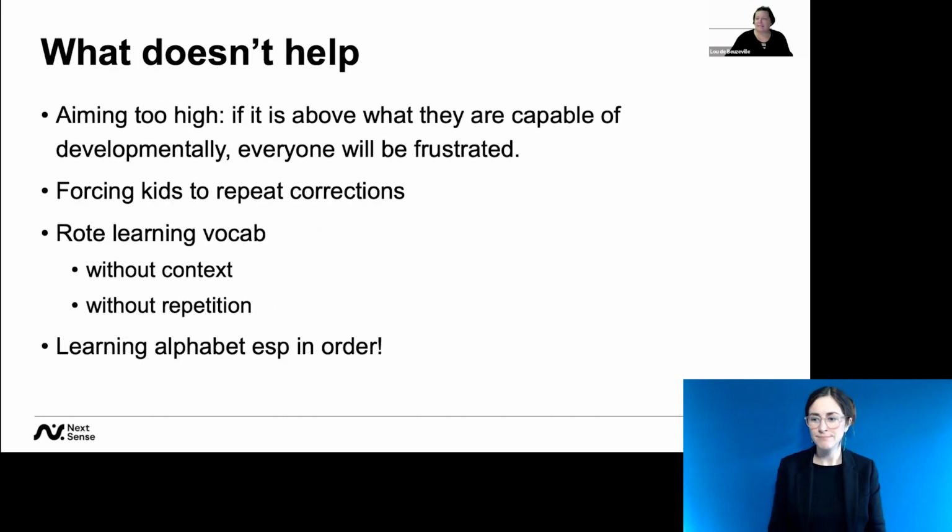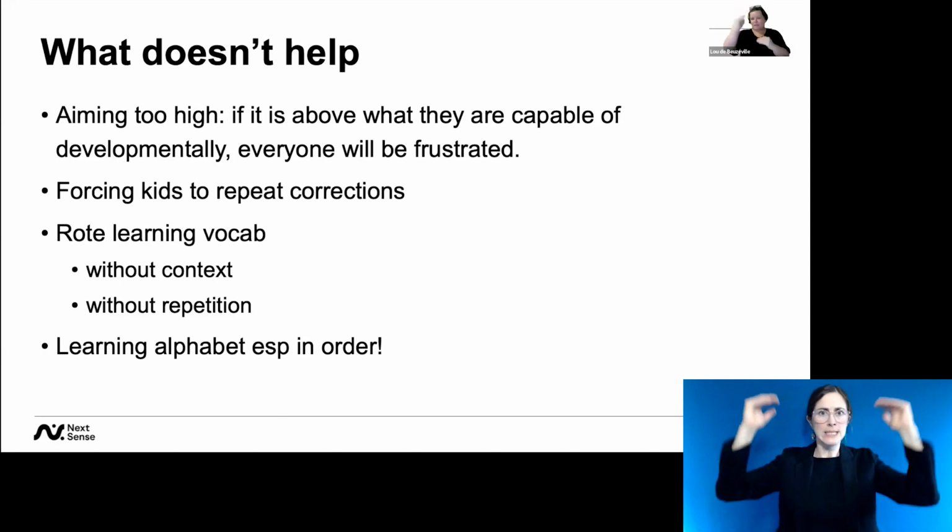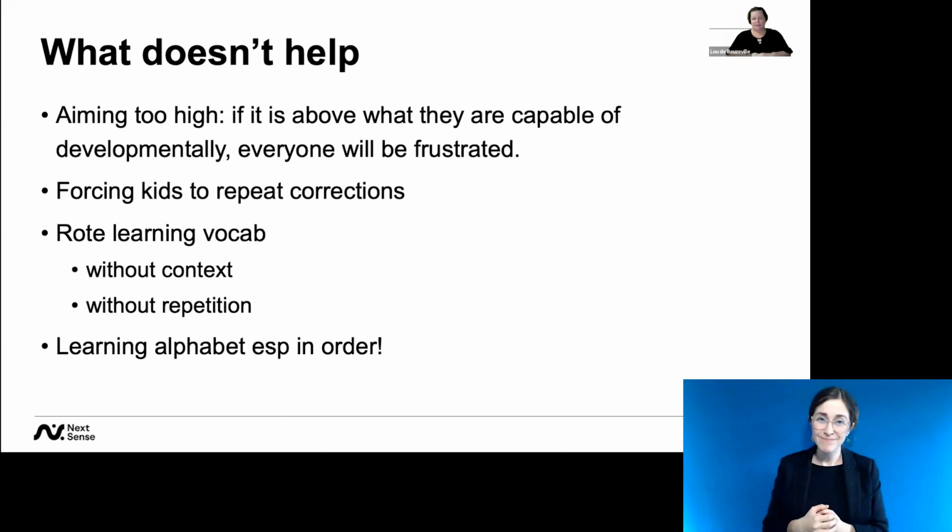What doesn't help? Aiming too high. So if the kid's language level is here, don't try to make them do something here. Forcing kids to repeat corrections in any language is frustrating for the child and an utter waste of your time, because there are so many examples of where people have tried and the child will finally force it out and then repeat what they wanted to say anyway. They're not ready for that. They're not going to be able to say that construction.